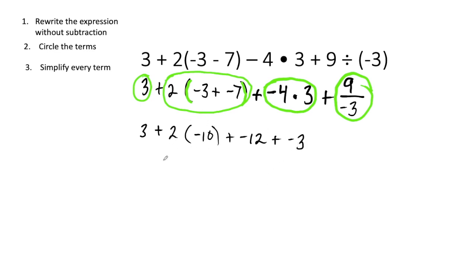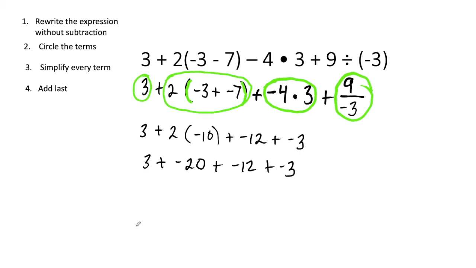All right, they're not fully simplified yet, so I'm going to do one more step. Keep bringing everything with you. 2 times negative 10 is negative 20. Bring the negative 12, bring the negative 3. Get in the habit of showing your work this way. It's going to be better in the long run. Okay, now I can add. All my terms are simplified.